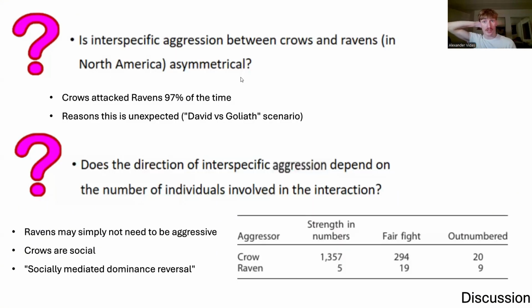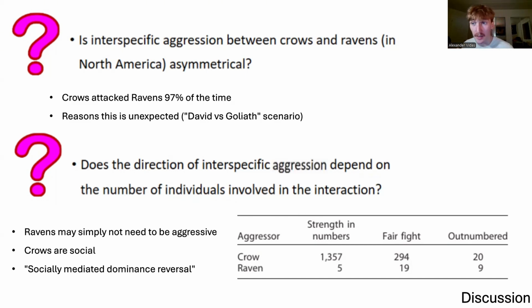We're going back to our first question now to discuss if the IA between crows and ravens in North America was asymmetrical. We definitely saw that crows attack ravens 97% of the time. That was the author's final number. They're comparing ravens to Goliath and crows to David in that famous David versus Goliath scenario. They see their size in numbers as an opportunity to fight back against the ravens that might have an easier time claiming territory and food.